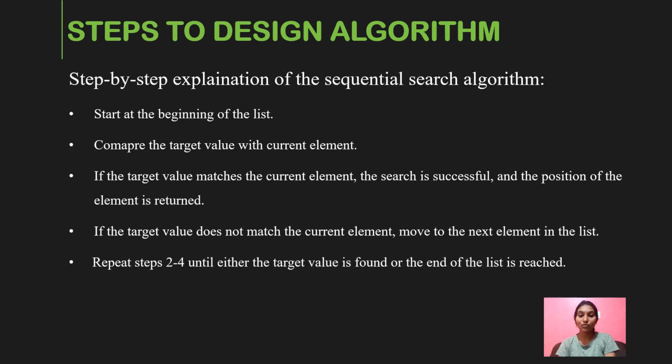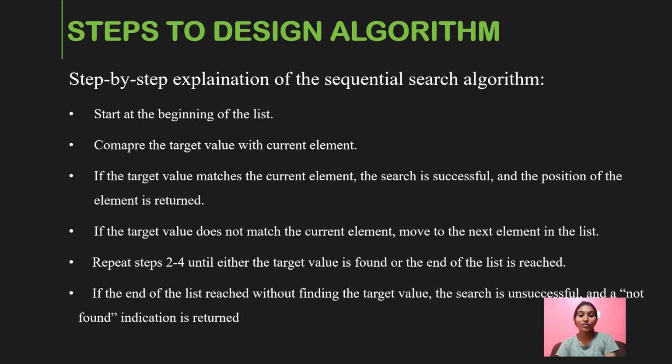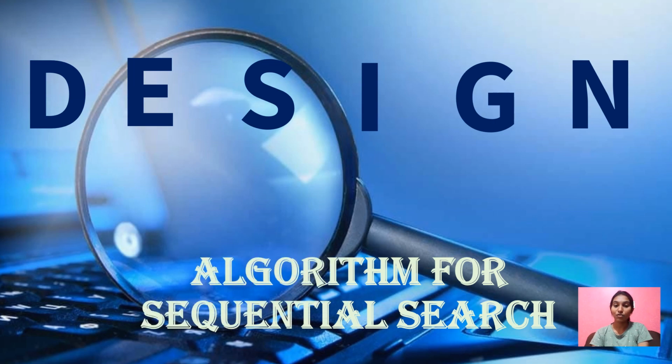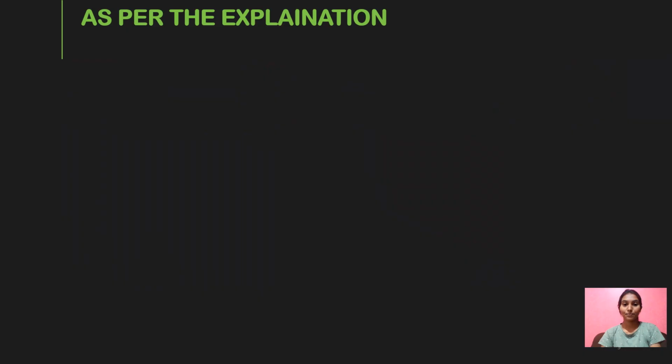Repeat steps 2 to 4 until either the target value is found or the end of the list is reached. If the end of the list is reached without finding the target value, the search is unsuccessful and a not found indication is returned. Now let's design an algorithm for sequential search.